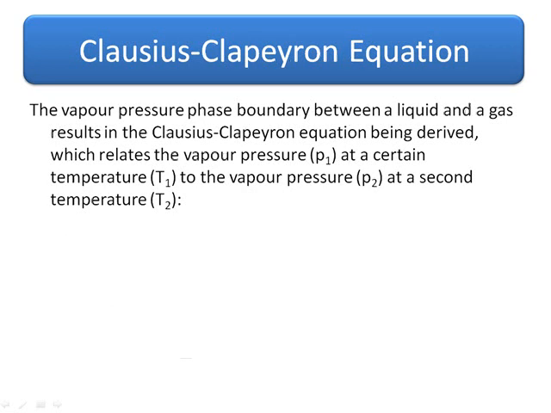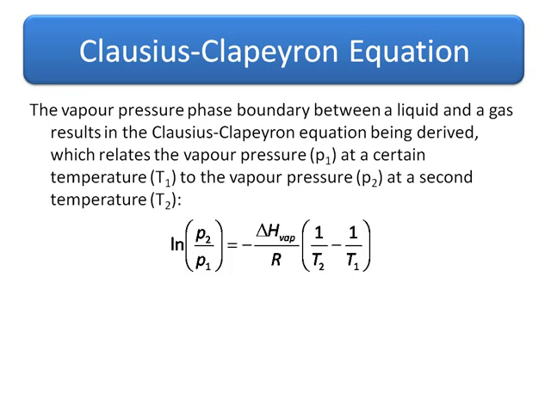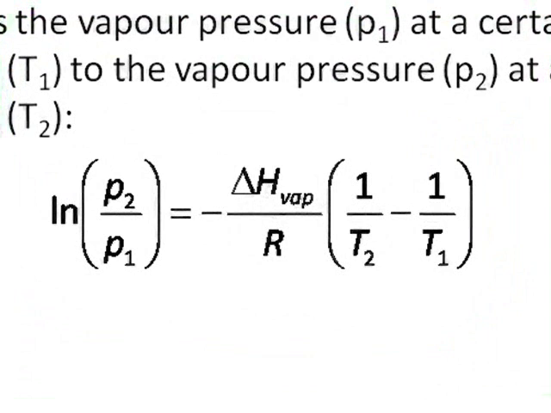The third example we'll look at, and we'll work out an example for this one, is the Clausius-Clapeyron equation. This relates the vapor pressure phase boundary, the temperature and pressure at one point, to the temperature and pressure at another point. So if we know pressure P1 at a certain temperature T1 on the vapor phase boundary, we can relate that to the vapor pressure P2 at another temperature T2 according to the Clausius-Clapeyron equation. This says that the log of the ratio of vapor pressures, P2 divided by P1, is equal to minus the enthalpy of vaporization over the gas constant times 1 over T2 minus 1 over T1.